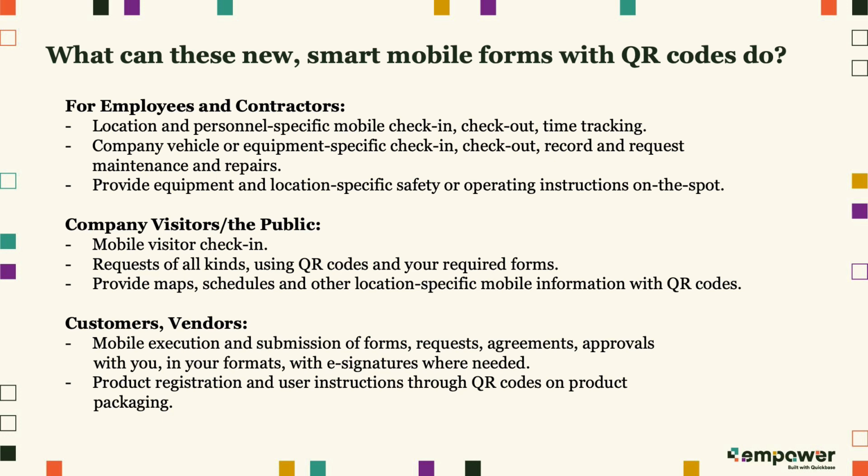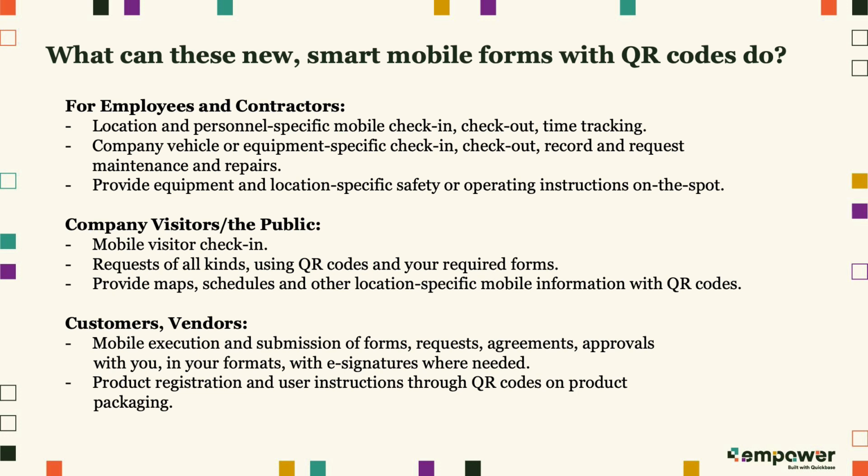So for employees and contractors, you might get location and personnel-specific mobile check-in, check-out, time tracking, company vehicle or equipment-specific check-in, check-out, record and request maintenance and repairs on those equipment and vehicles. Provide equipment and location-specific safety or operating instructions on the spot. For company visitors and the public, you might have mobile visitor check-in, requests of all kinds using quick QR codes and your required forms, which is an important part.